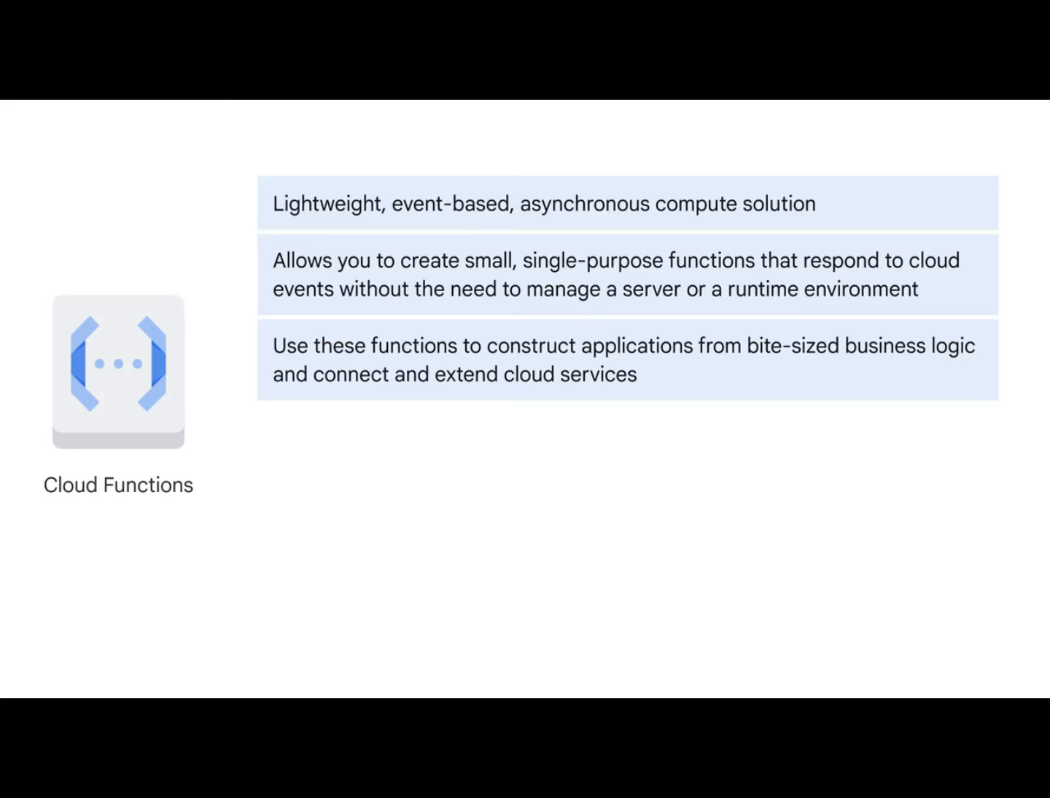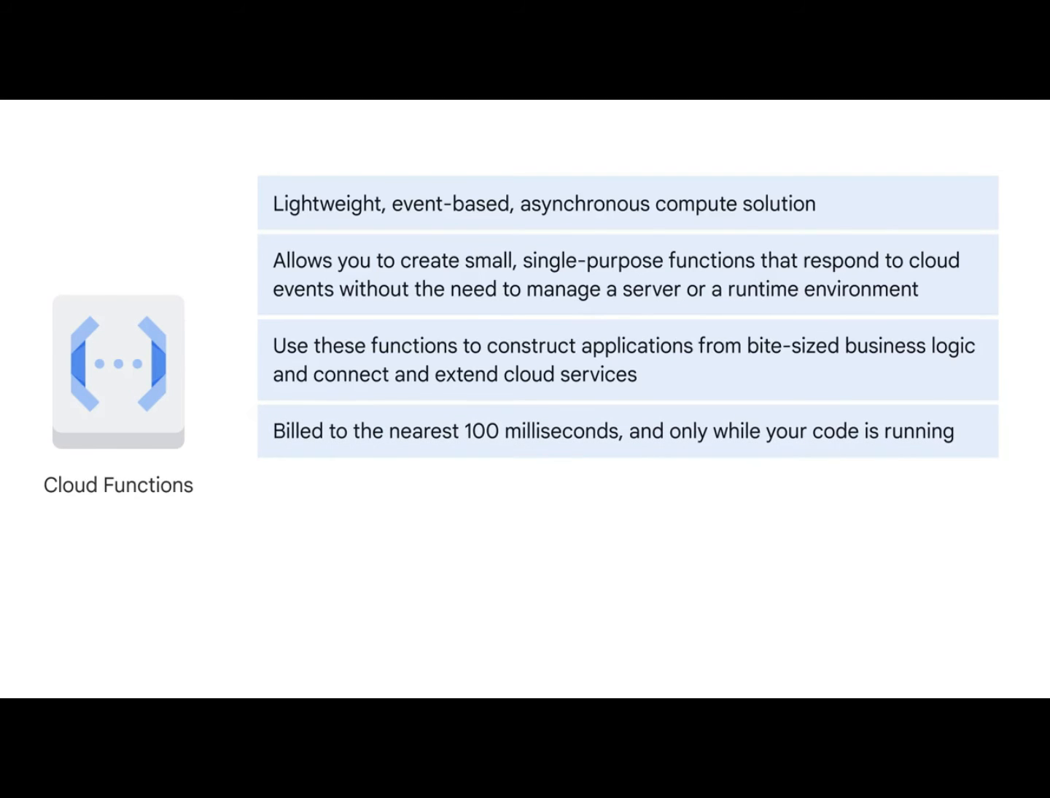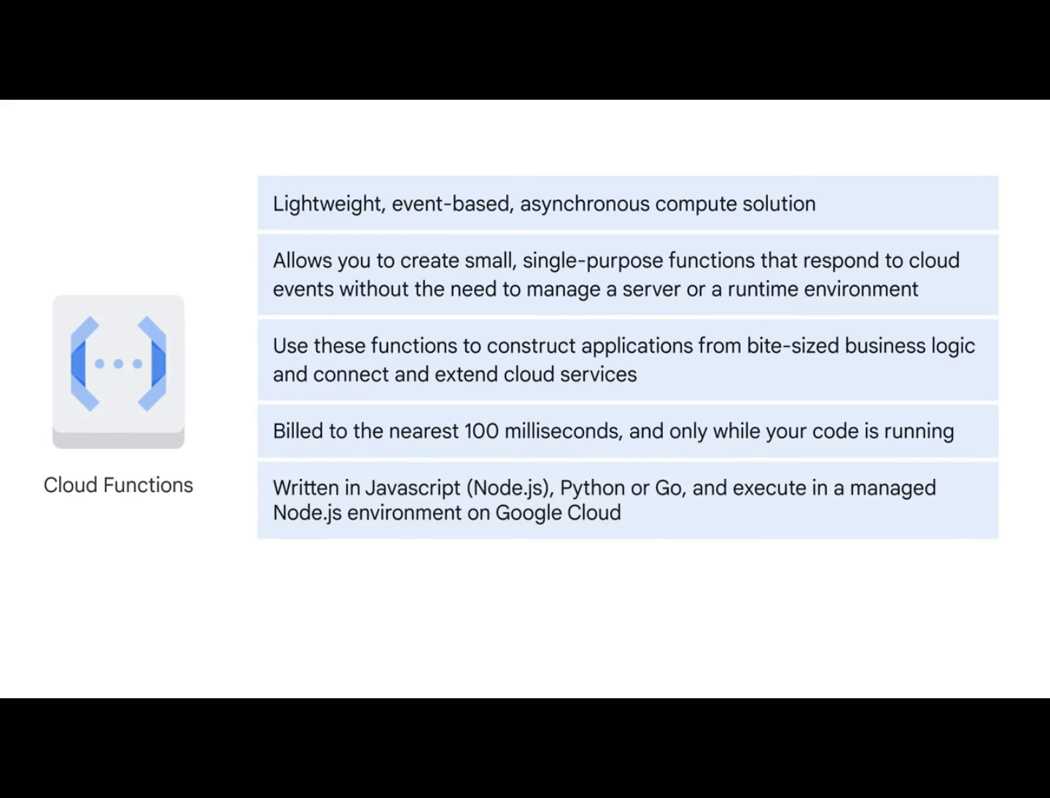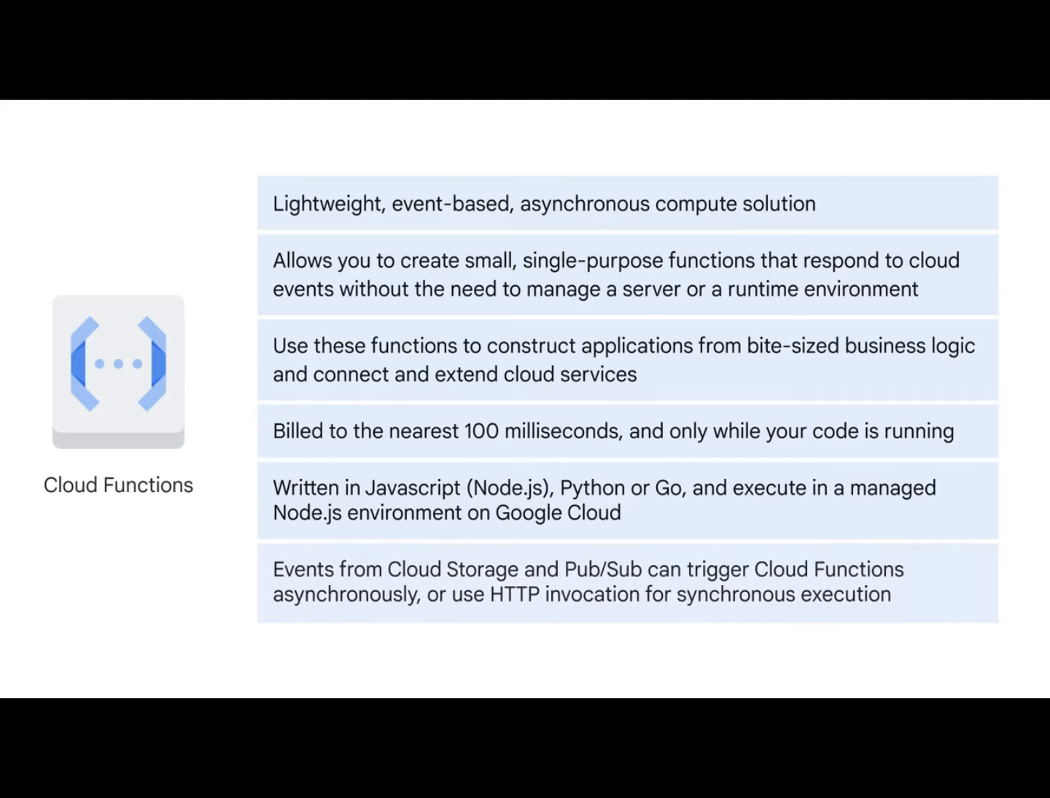You can also use Cloud Functions to connect and extend cloud services. You'll be billed to the nearest 100 milliseconds, but only while your code is running. Individual Cloud Functions are written in JavaScript, Node.js, Python, or Go, and executed in a managed Node.js environment on Google Cloud. Events from Cloud Storage and Pub/Sub can trigger Cloud Functions asynchronously, or you can use HTTP invocation for synchronous execution.